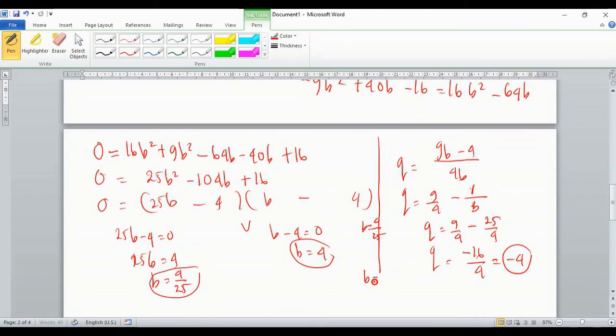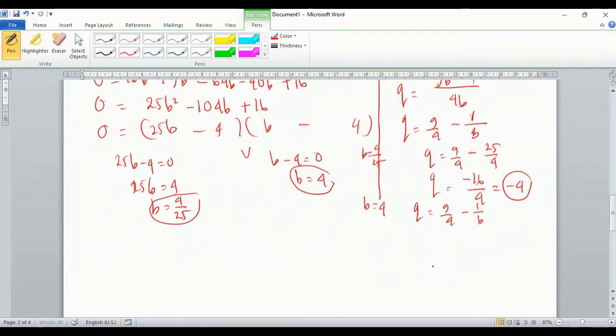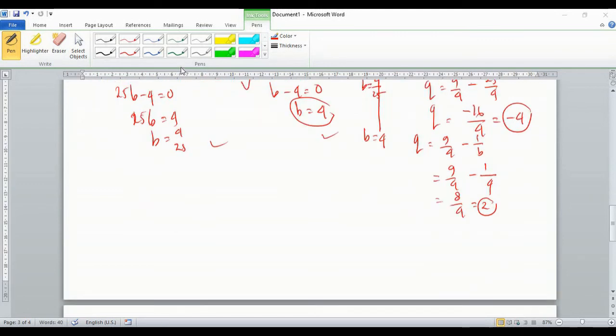And then substitute the b that is equal with 4. So k is equal 9 over 4 minus 1 over b. Okay? So from here, 9 over 4 minus 1 over 4 is equal with 8 over 4, it's equal to 2. So we have the 2 values of k. So we can substitute both of them to get the values that we want. Okay, everyone. Now we will continue to find the terms.